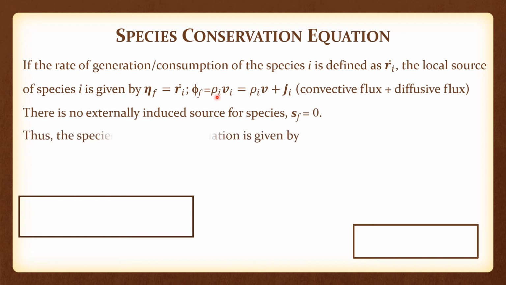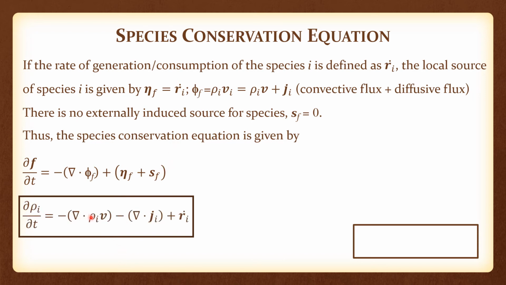So sf is 0. Thus the species conservation equation is given by the overall conservation equation, which is ∂f/∂t is minus del dot phi f plus eta f plus sf. Phi f is replaced by rho i Vi, which can be split into these two, and eta f is replaced by r dot i and sf is 0. So then you have two divergence terms. One term is that of the convective flux, the other term is the diffusive flux, and then you have the reaction term.